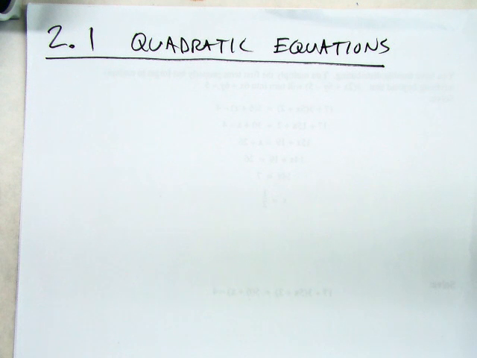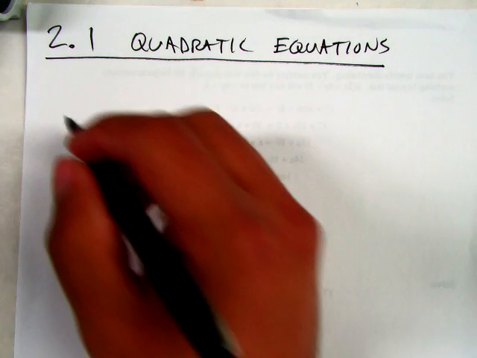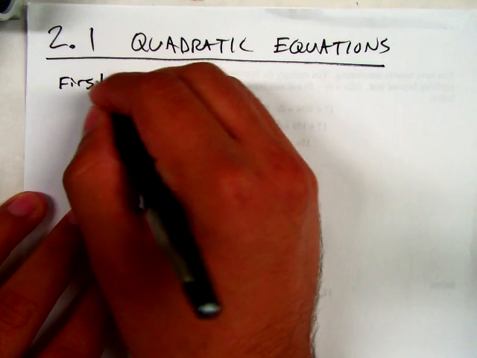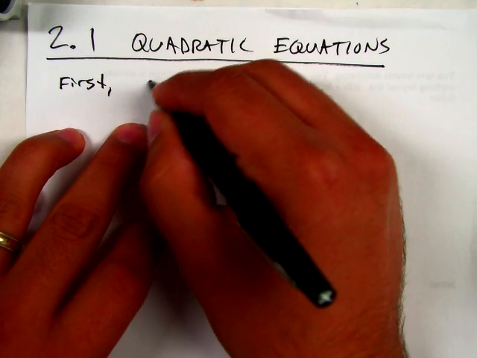Point 1 is about quadratic equations. We're going to review something that will help with what you're going to be doing in your groups in a few minutes. First, let's review completing the square.